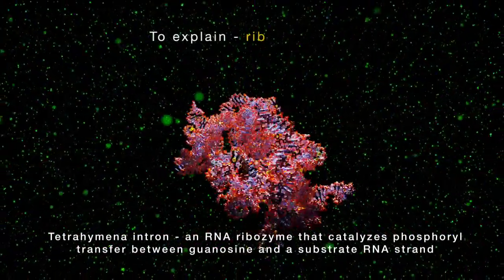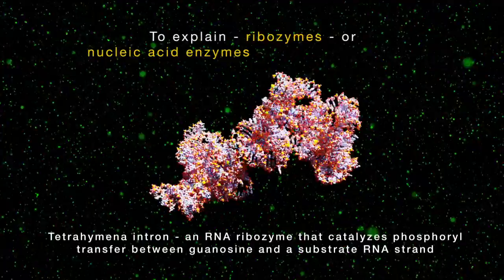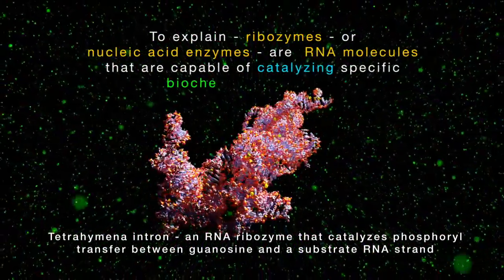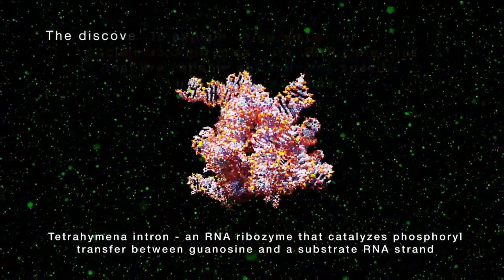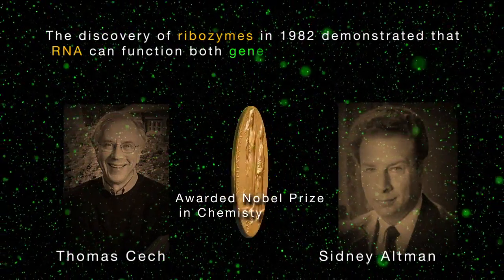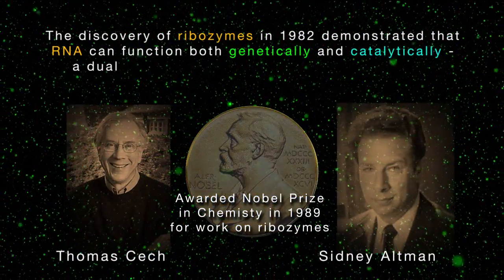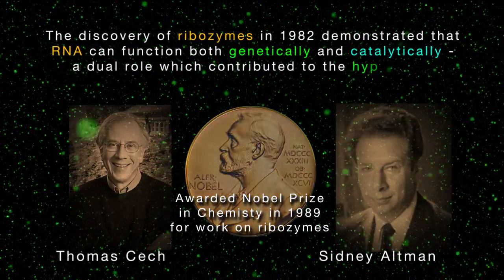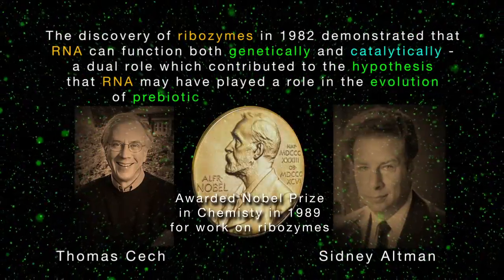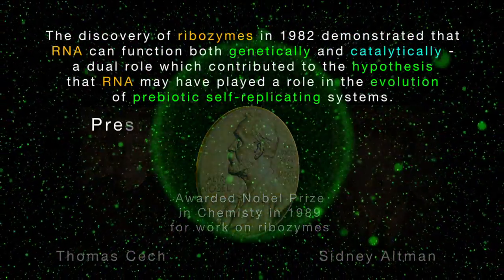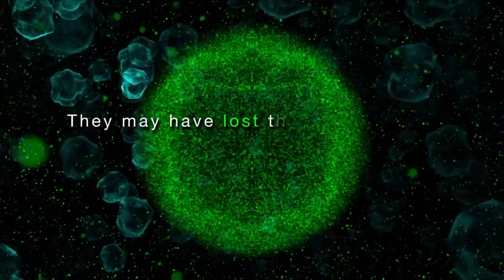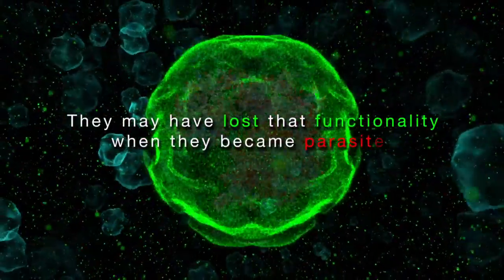To explain, ribozymes, or ribonucleic acid enzymes, are RNA molecules that are capable of catalyzing specific biochemical reactions. The discovery of ribozymes in 1982 demonstrated that RNA can function both genetically and catalytically, a dual role which contributed to the hypothesis that RNA may have played an important role in the evolution of prebiotic self-replicating systems. Present-day viroids, however, are no longer self-replicating. They may have lost that functionality when they became parasites of plants.